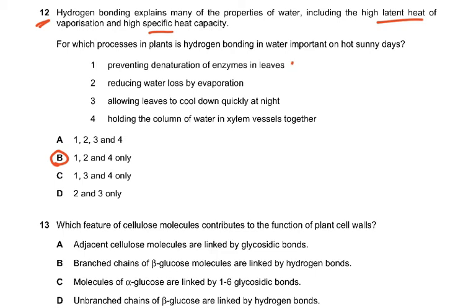Preventing denaturation of enzymes in the leaves. On a hot sunny day, the water will keep it cool, so the enzymes will not be denatured. 2, reducing water loss by evaporation. It takes a lot of heat for it to evaporate. So less evaporation means less diffusion of water vapor. And holding the column of water in the xylem vessels together on a hot sunny day.